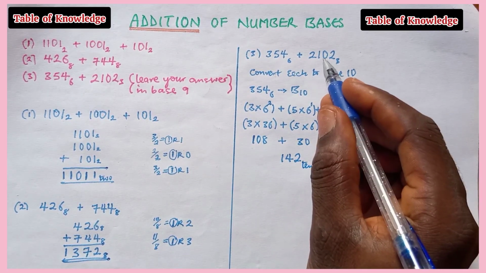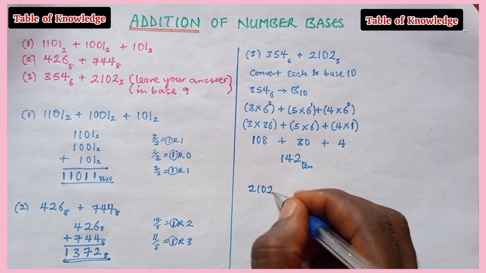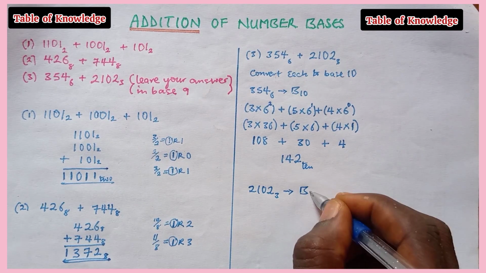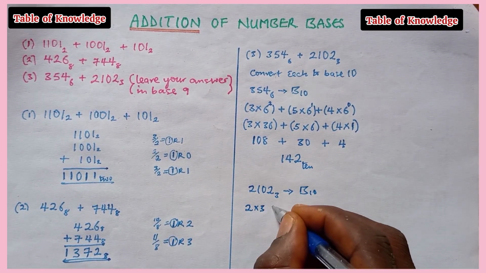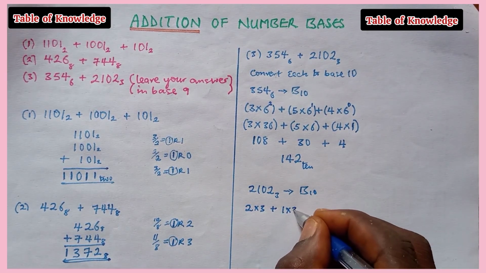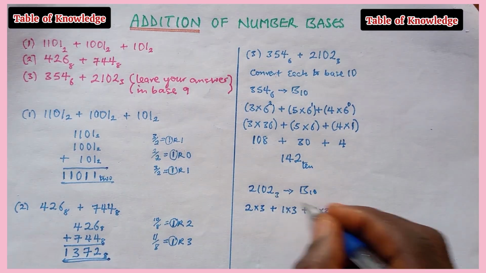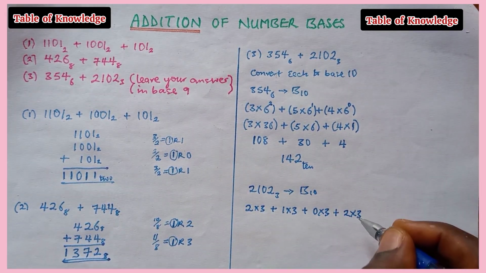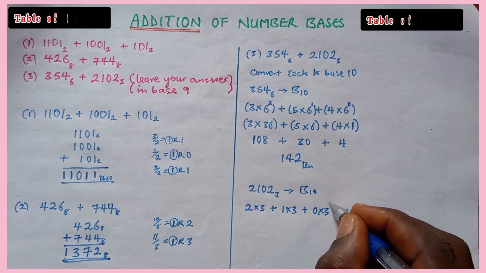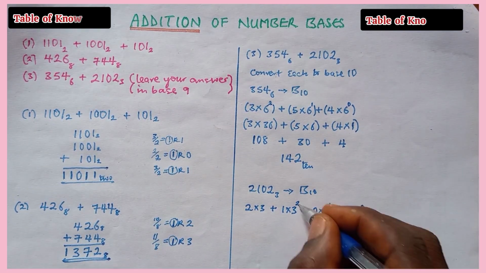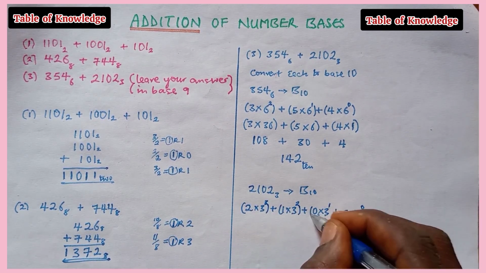So next, let's convert the base 3 number to base 10. 2102 in base 3 to be converted to base 10. So we have 2 times 3 plus 1 times 3 plus 0 times 3 and then plus 2 times 3. Starting from this end, we raise 3 to power 0, 3 to power 1, 3 to power 2, and 3 to power 3. We put them in brackets.